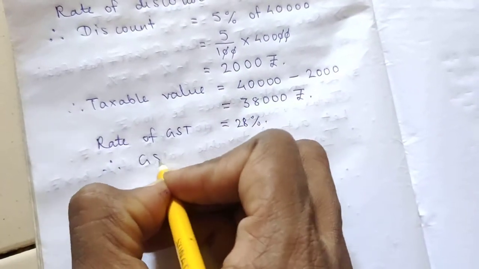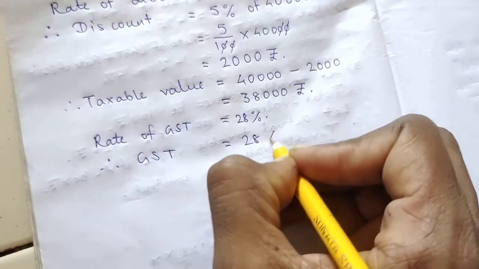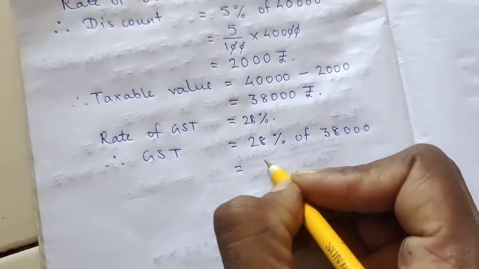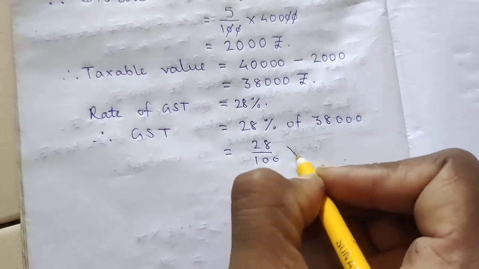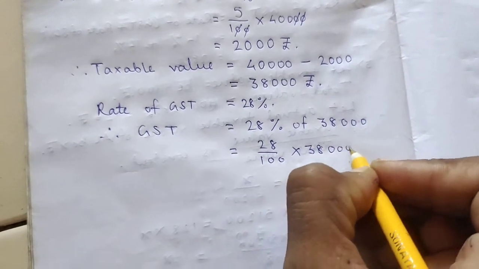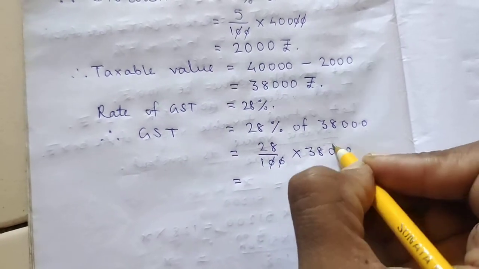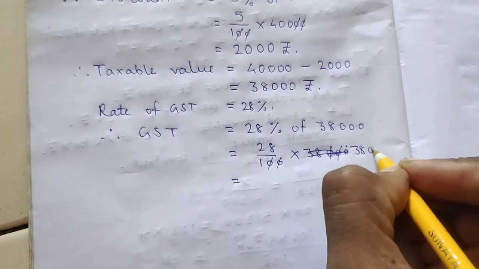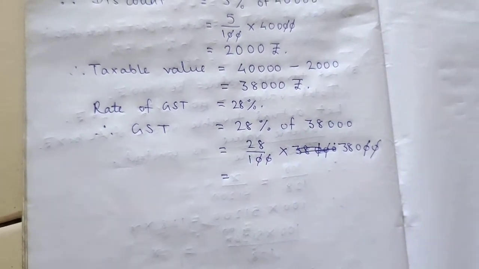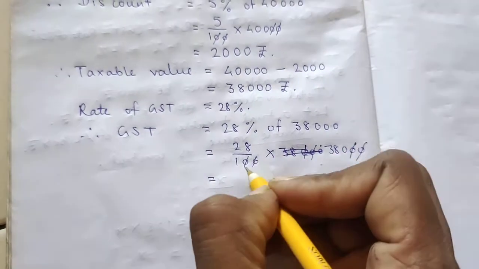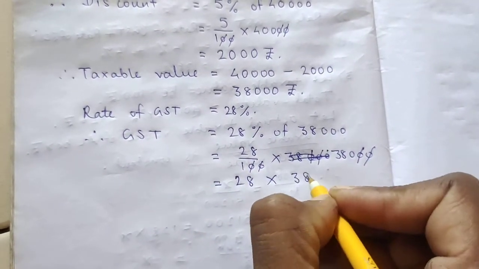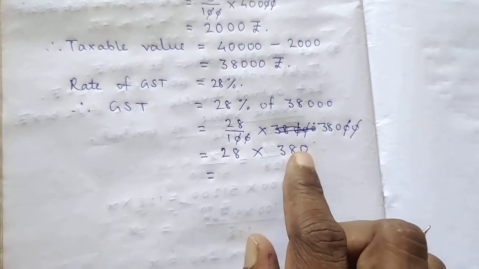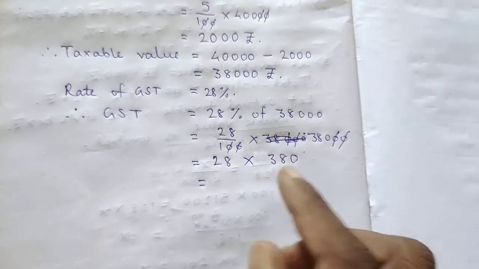So therefore we can easily calculate GST, that is 28% of 38,000. So this gives us 28 upon 100 into 38,000. These two zeros get cancelled. So what is remaining? 380 into 28. Now we will multiply this and whatever we get will be our GST. So let us do this multiplication first.